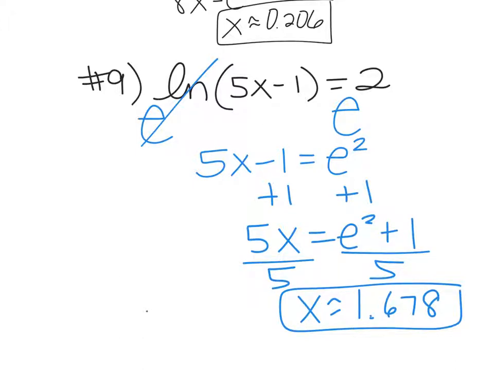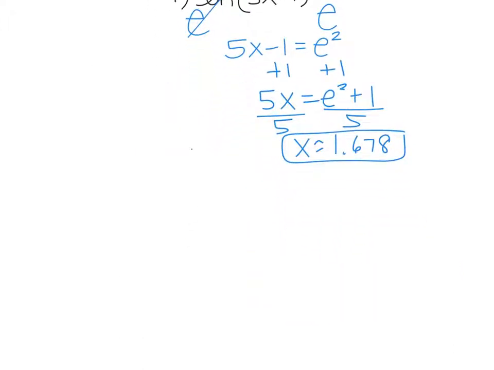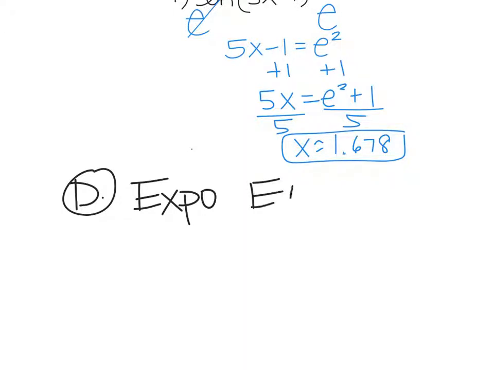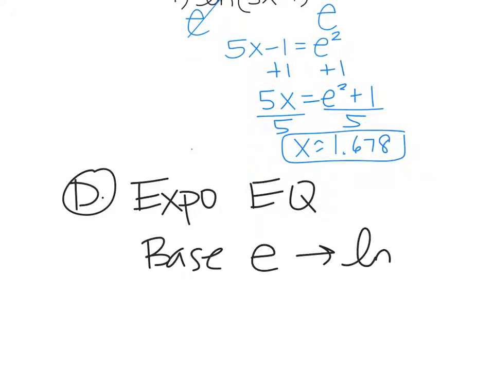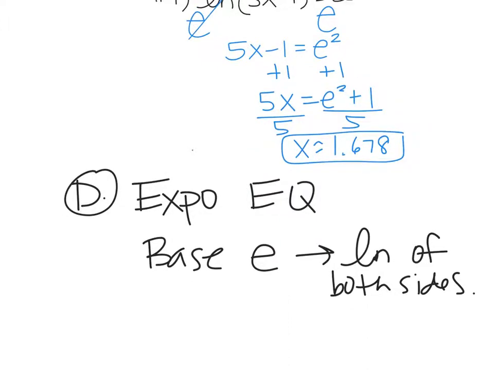Okay, last part. Now we're going to do some exponential equations involving natural log. We've done exponential equations before, and you always take the log of both sides. But if your base is e, then you should take the natural log of both sides. I'll show you how that works out. It works out really, really good. So if you have base e in any of your equations, take the natural log of both sides to get rid of it.